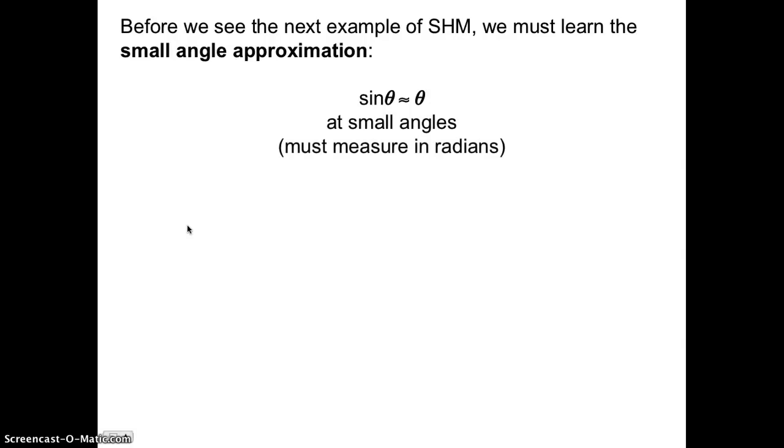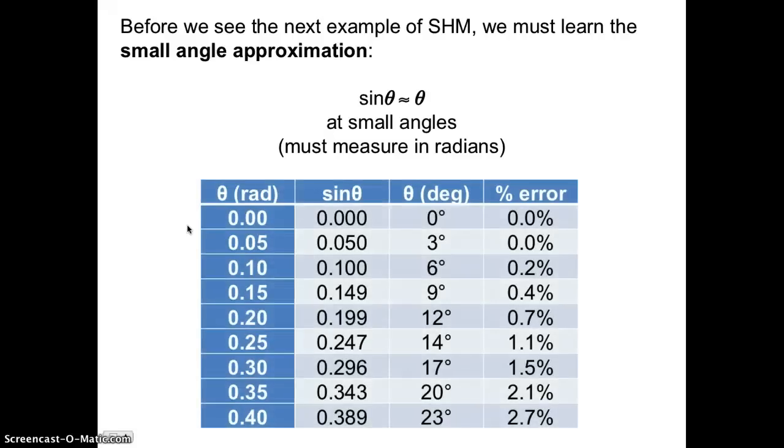Now, before we move back to simple harmonic motion, and before we look at the last example of simple harmonic motion, we have to learn about something fun called the small angle approximation. The small angle approximation says that at really small angles, the sine of theta approximately equals theta itself, the angle. This only holds at small angles, and for it to be true, we have to measure the angle theta in radians, not degrees. You may not believe that this is true, which is why I've prepared a nifty little chart.